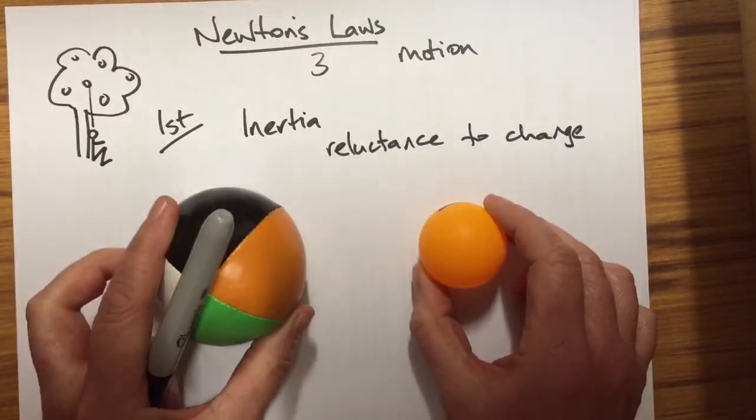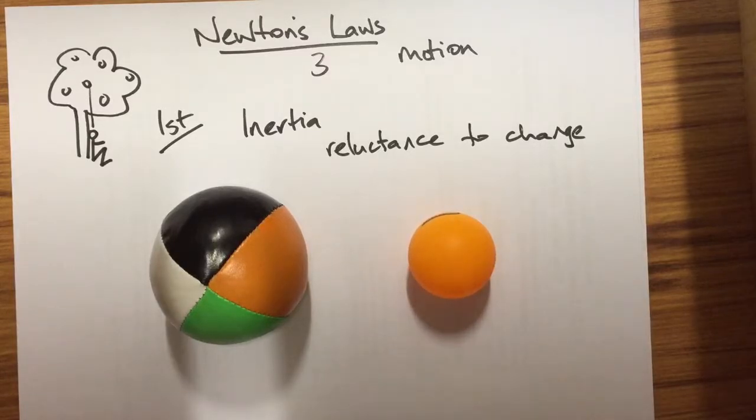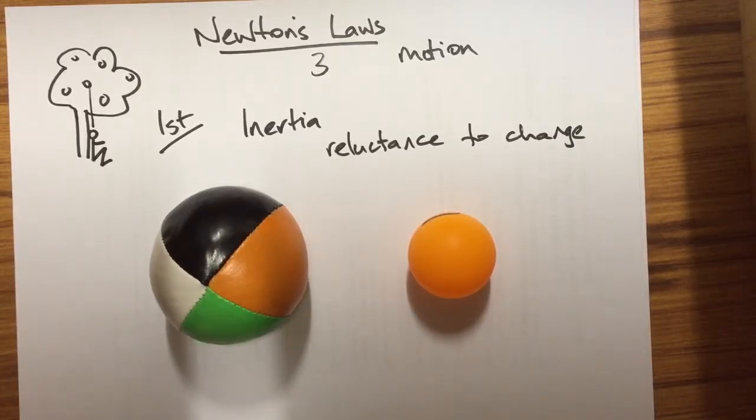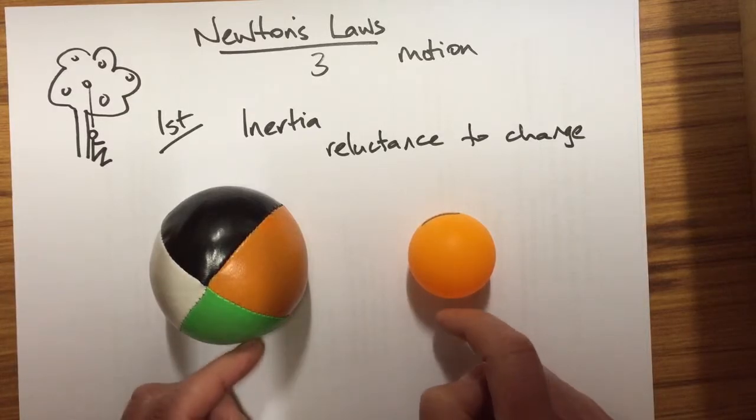Inertia is also affected by mass. An object with a heavier mass is going to have more inertia. It's going to be more reluctant to changing its state of motion compared with an object that is light. It will have less inertia. So to get an object moving, we need to apply a force.